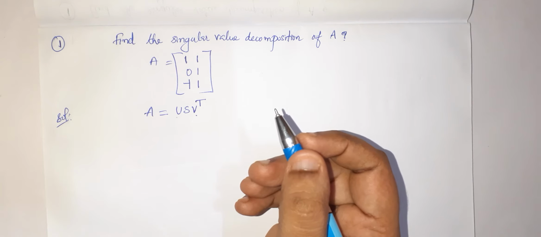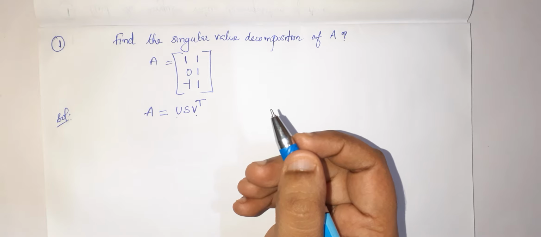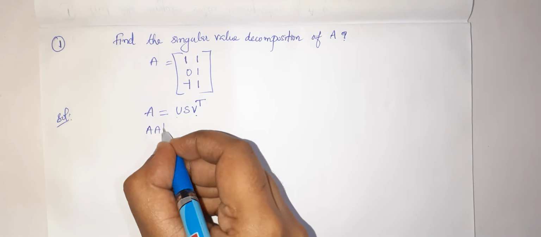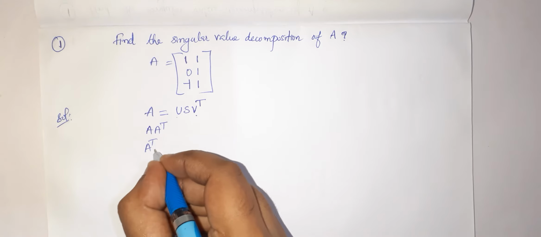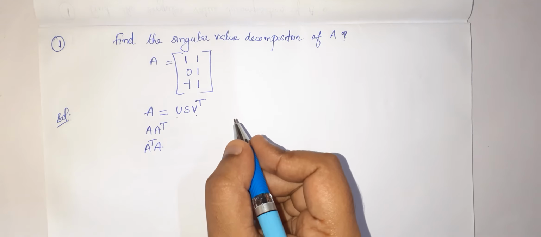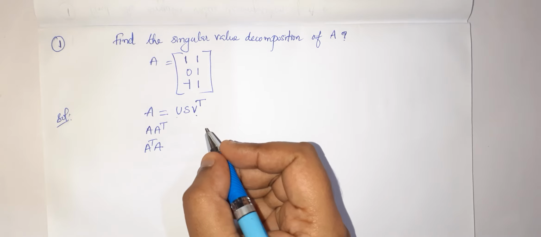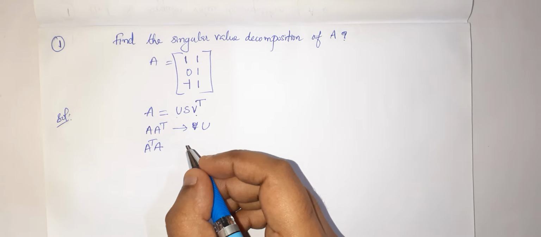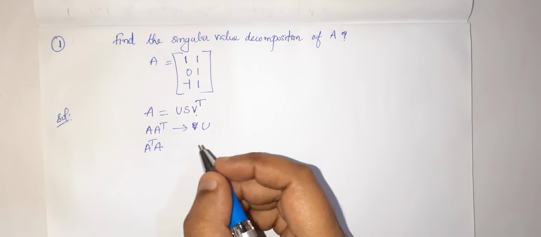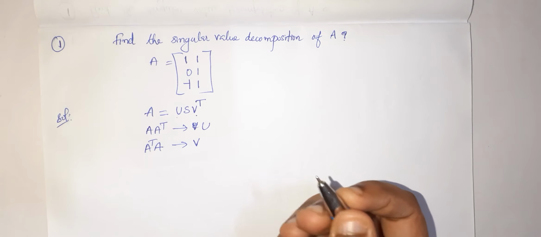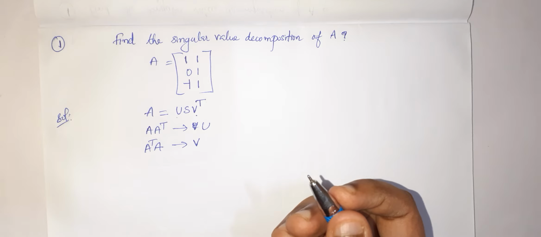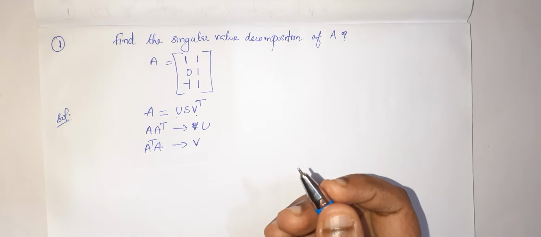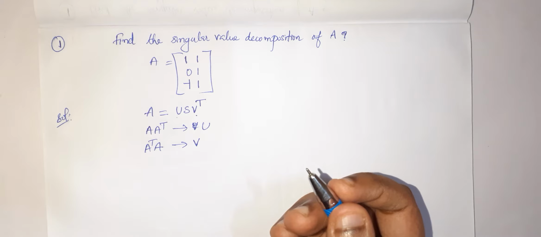To find a singular value decomposition, these are the steps. Find the eigenvalues and eigenvectors of A into A transpose and A transpose into A. Unit eigenvectors of A into A transpose make up the column vectors of U, and unit eigenvectors of A transpose into A make up the column vectors of the matrix V. The diagonal values of S are the square root of eigenvalues from A into A transpose and A transpose into A. Let's look into a question.